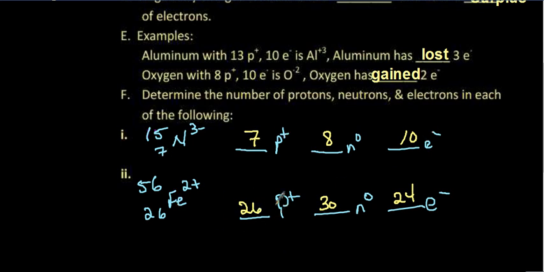Down here, it's iron, so it has 26 protons. But because its mass number is 56, it's going to have 30 neutrons. However, it's lost 2 electrons, and that gives it a positive 2 charge, so it'll be 24 electrons.